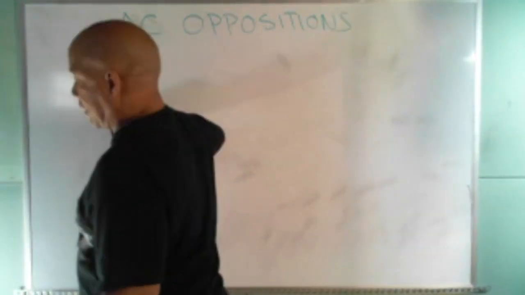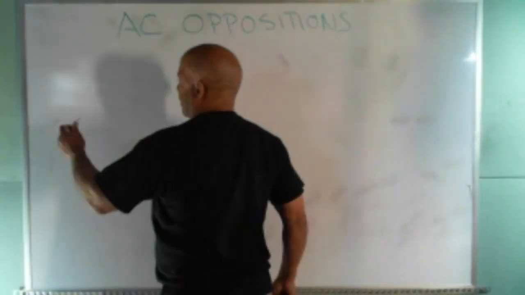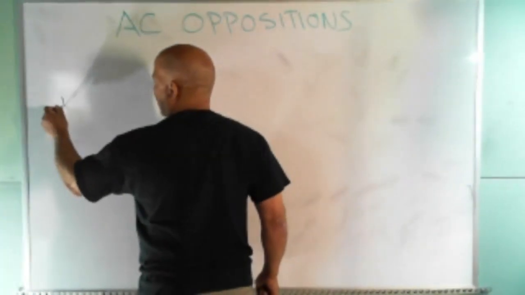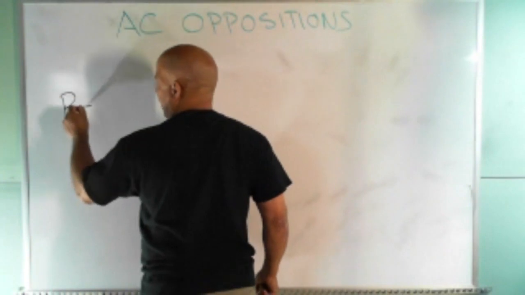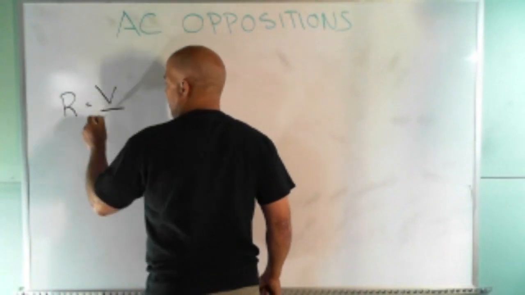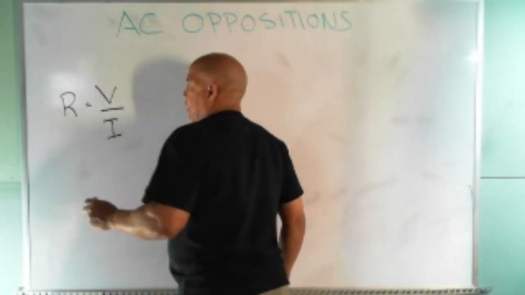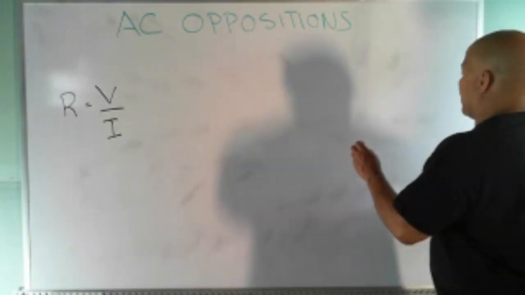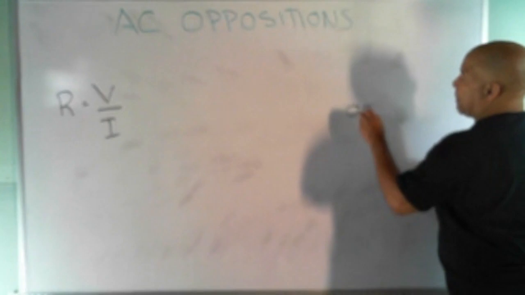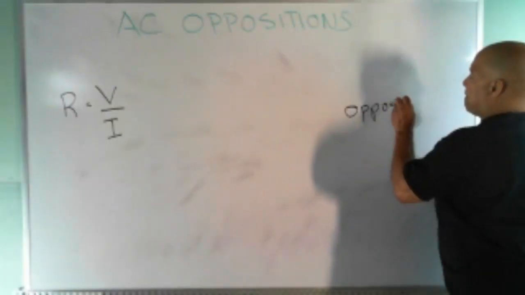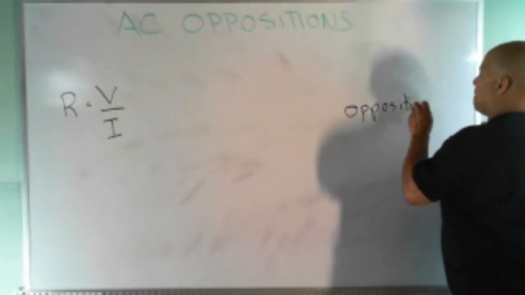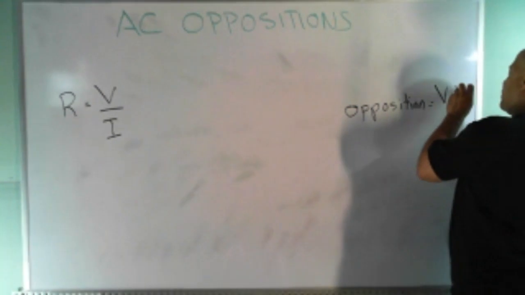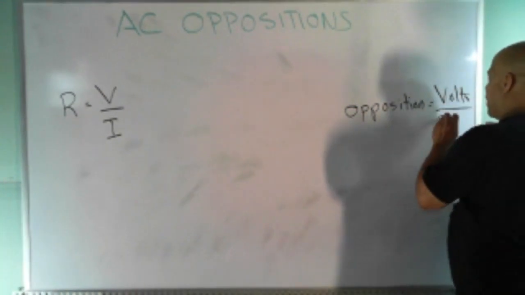We know that to calculate resistance, I got to use Ohm's law. And we know it's pretty simple. We know that resistance equals voltage over current. Now, I'm going to make this more general because what I'm going to say is opposition equals voltage over current.